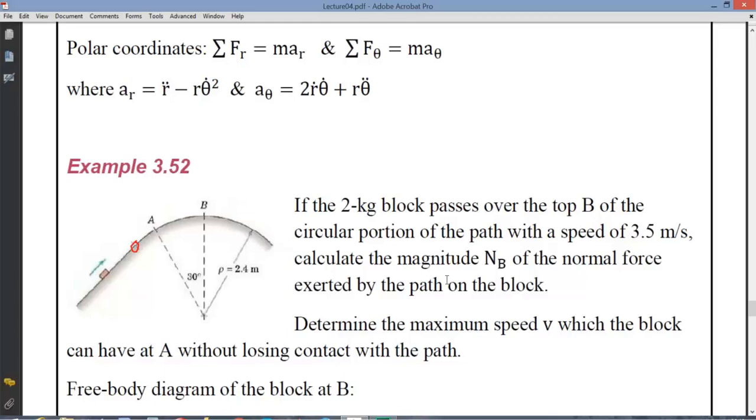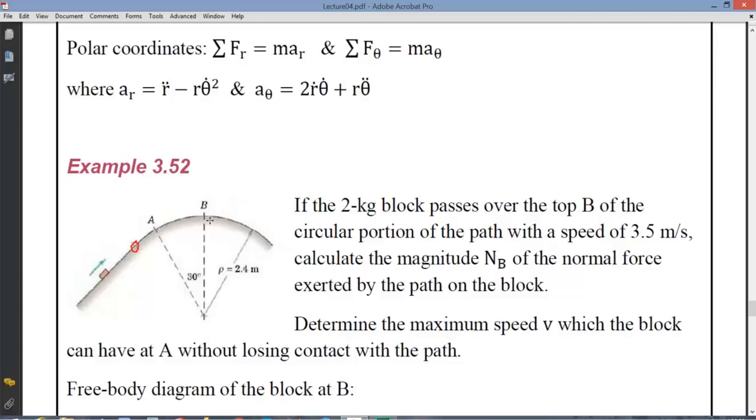And we are asked to calculate the magnitude of NB. NB is the normal force acting on the block applied by the path. And the next question is about the maximum speed v which the block can have at point A without losing the contact with the path. Losing the contact means now the path cannot apply anymore this normal force. Normal force drops to zero. Okay. So let's see how that will happen.